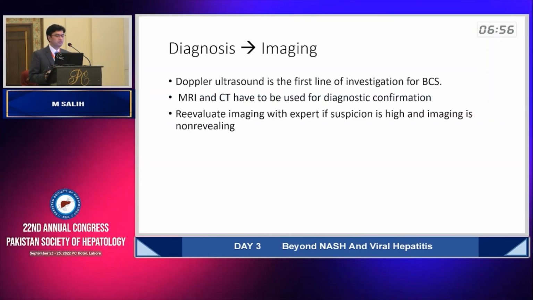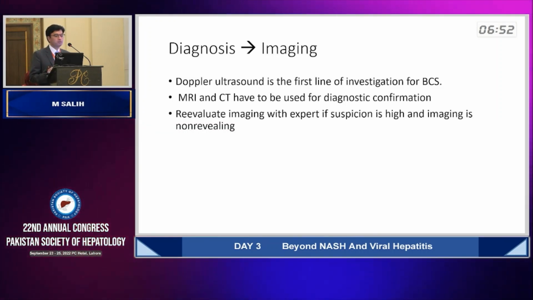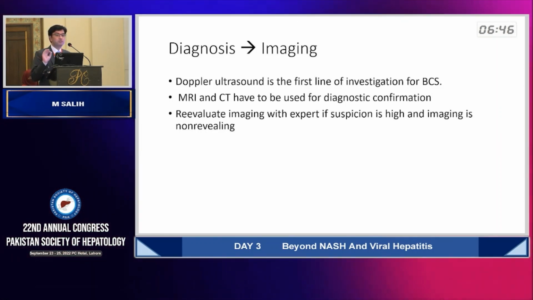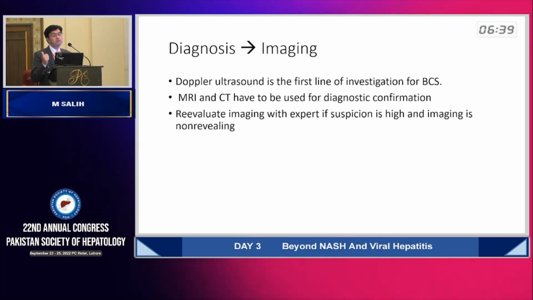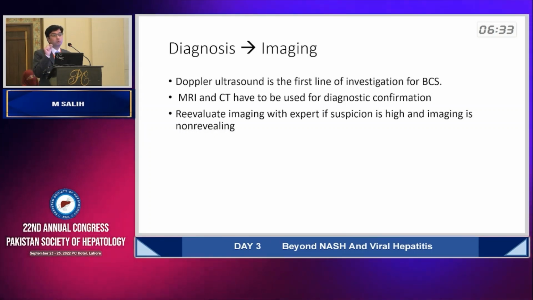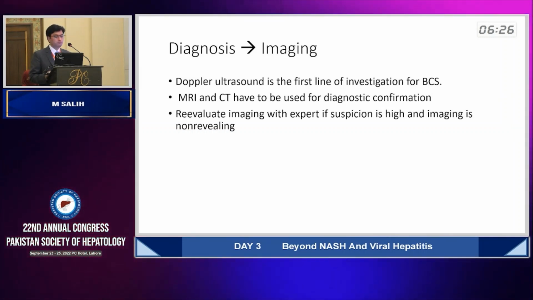Diagnosis, of course, is based on imaging. The first one should be the Doppler ultrasound. You need to confirm the diagnosis with MRI and CT scan, and discuss it with an expert. If the suspicion is high but the initial imaging or reports are negative, you also need to talk to the interventional or expert radiologist, who should be looking for short strictures or obstructions, because they are very amenable to treatment.